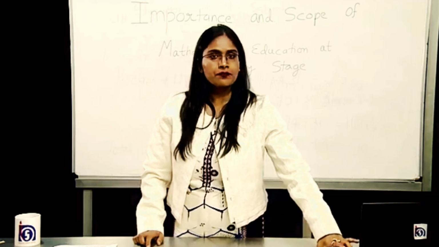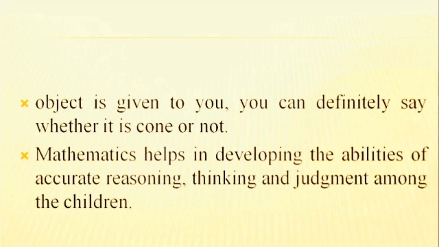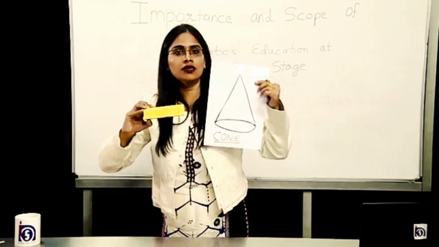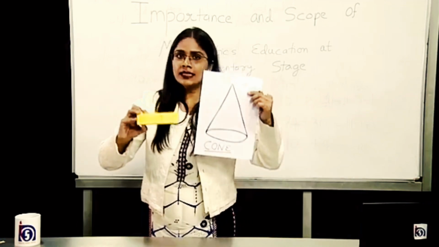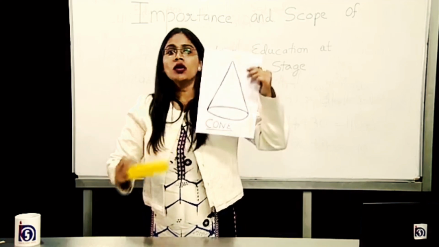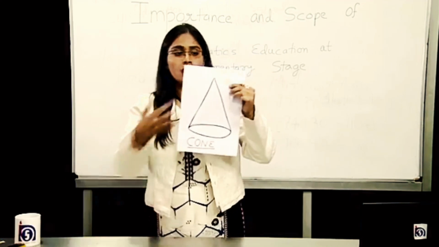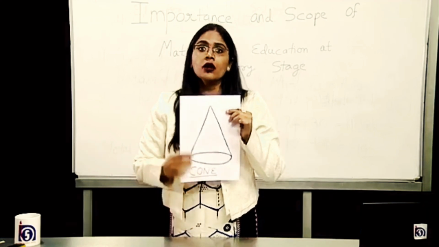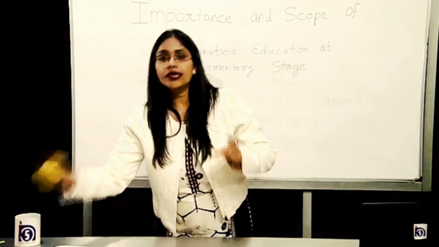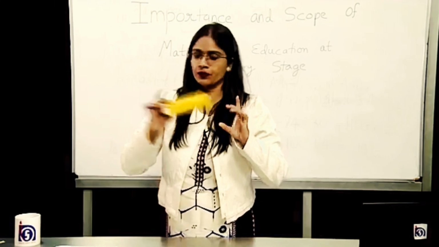If an object is given to you, you can definitely say whether it is a cone or not. Example, suppose this diagram denotes a cone. This duster looks like a cuboid. So if I can say which one is a cone, it is the figure which is drawn on paper that symbolizes that structure for the cone, not this one, this is a cuboid.